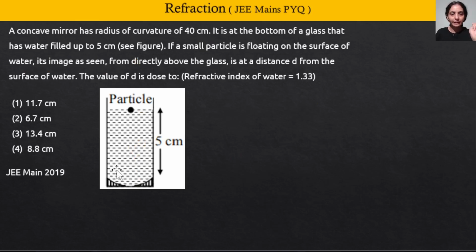So what is said here? A concave mirror has a radius of curvature of 40 centimeter, so the focal length is 20 centimeter. It is at the bottom of a glass that has water filled up to 5 centimeter. You can see it in the diagram. A small particle is floating on the surface, this is the particle. Its image as seen from directly above the glass.